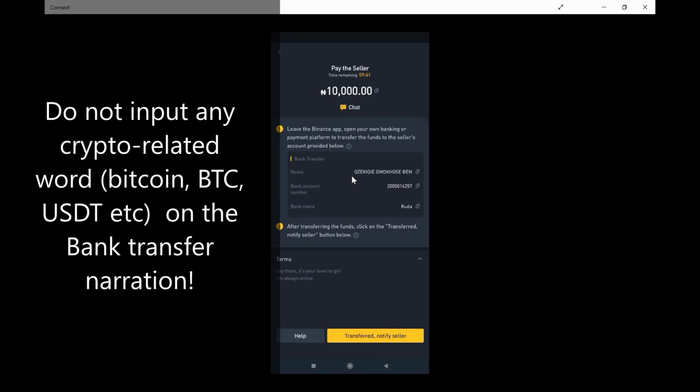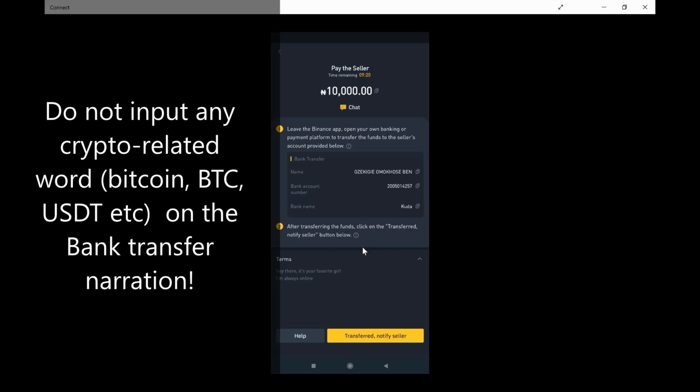So these are the account details. You copy this, make your transfer, and once you're done and your bank has debited you, you come here and hit the transfer notify seller. Please make sure you make the transfer before you hit this button. It's criminal to not have made it and then hit this button.